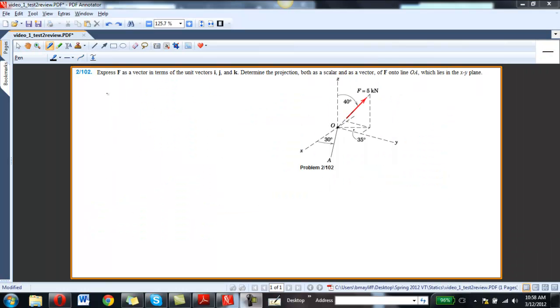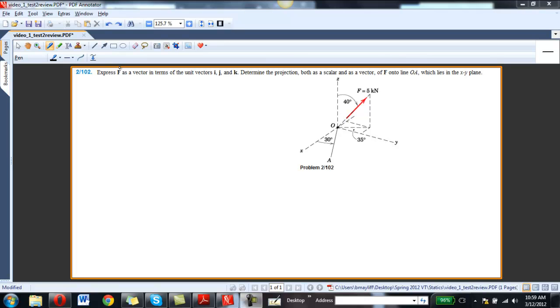Hello everyone, my name is Bruce, and today we're going to be doing another statics problem. This one is from chapter 2, which is force systems, and this is a three-dimensional problem, as you can see. The problem asks, express F as a vector in terms of unit vectors i, j, and k. Determine the projection both as scalar and as a vector of F onto line OA, which lies in the xy plane.